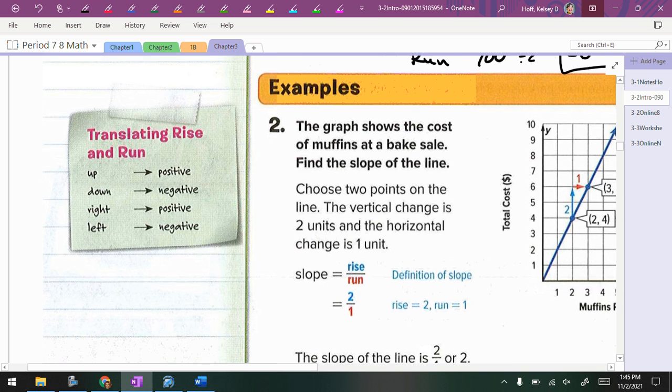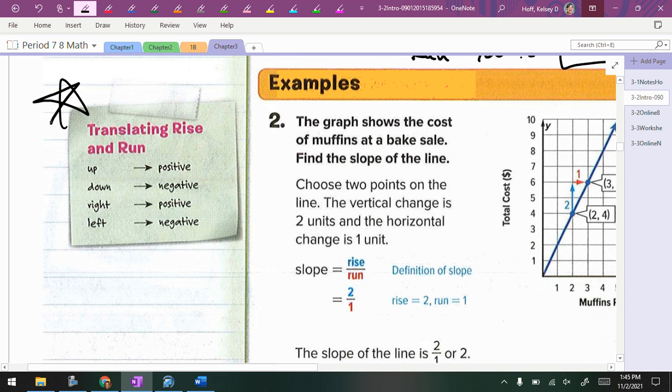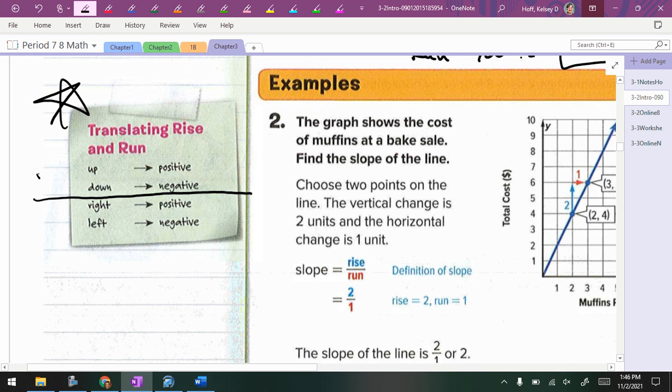Oh, excuse me. Off to the left, put a little star by this post-it here. Translating rise and run. And here's where our keywords come into play when I told you direction matters. If you are rising up, you're going to have a positive number. If you're rising down, you're going to have a negative number. If you run to the right, you will have a positive number. If you run to the left, you will have a negative. So we talk about direction words here a lot. Up versus down, left versus right.